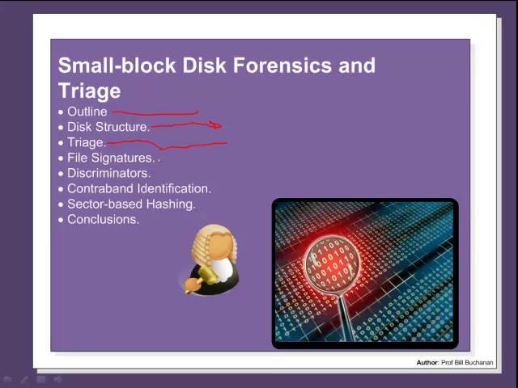Then we'll look at basic file signatures for identifying our files, and then if we look within files we can find key discriminators so that we don't actually have to view the header or the footer of a file. We can dive into anywhere in the file and hopefully try and identify it. So as part of that we'll look at contraband identification, and then we'll go on to the final part of the presentation, which is sector-based hashing.